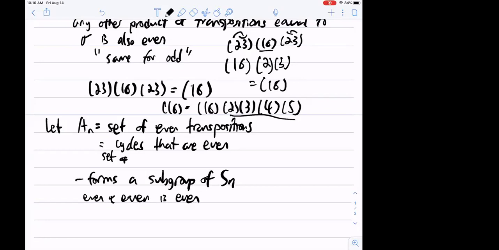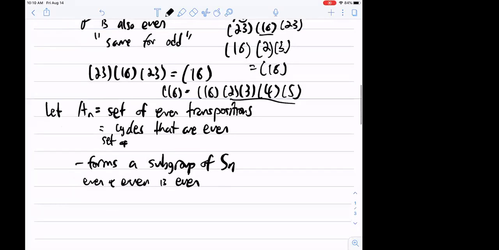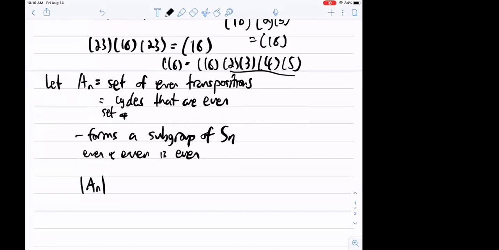The set of cycles that can be expressed as an odd number of transpositions cannot form a group, because it's not closed. If I give you an odd cycle and compose it with an odd cycle, it's possible to get an even cycle. But here, even and even is always even. So it turns out An forms a subgroup, and the size of it is n factorial over 2.